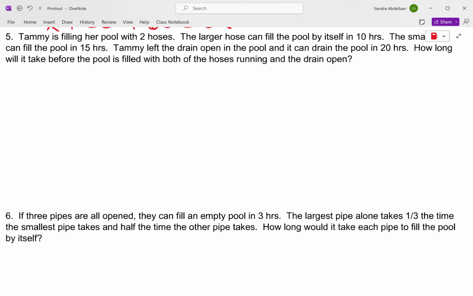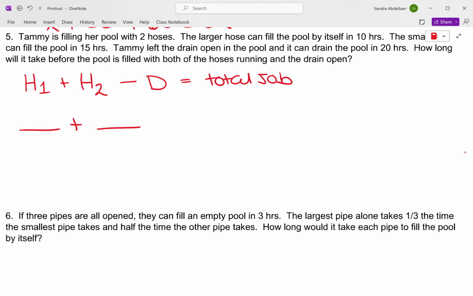So do we agree the 2 hoses are working together to fill the pool? But what is the drain doing? Philip? It's taking out the water. So hose 1 plus hose 2 are working together, but the drain is working against the hoses. So what's going to happen? We have hose 1 plus hose 2. They're going to be adding because they're working together, but the drain is not going to add with them. The drain is going to do what? Subtract. So minus the drain will equal the total job.